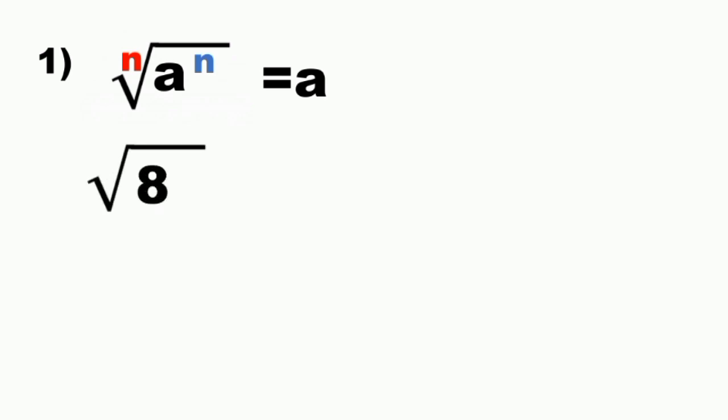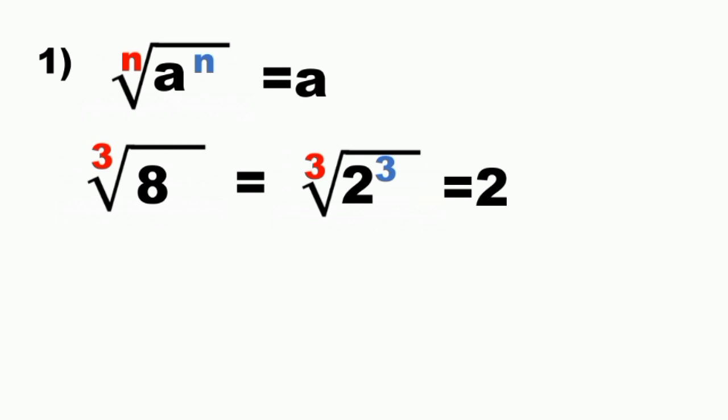Example, we are going to take the cube root of positive 8. It is equal to the cube root of 2 raised to the power 3, or cube. So the cube root and the power 3 cancel, so the answer is 2.